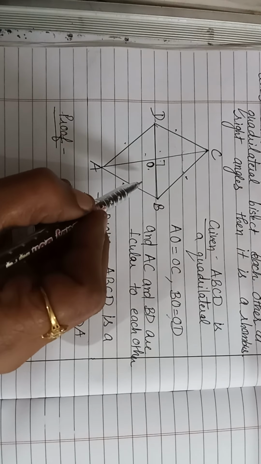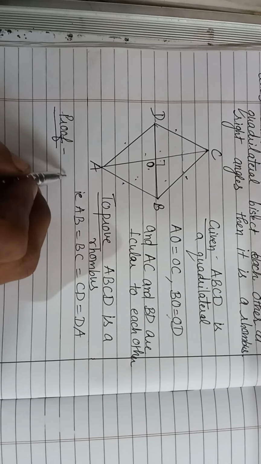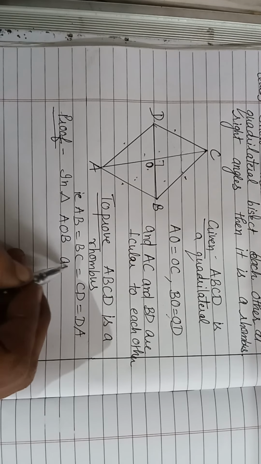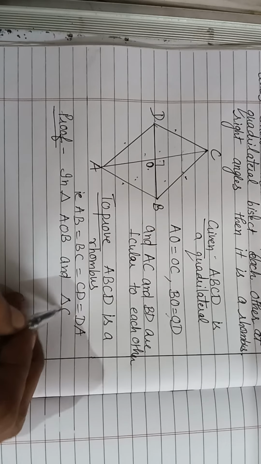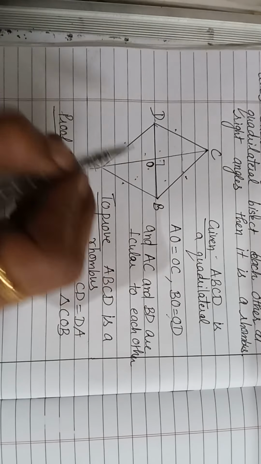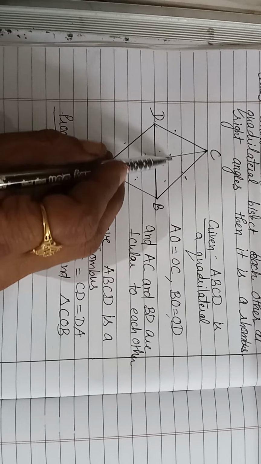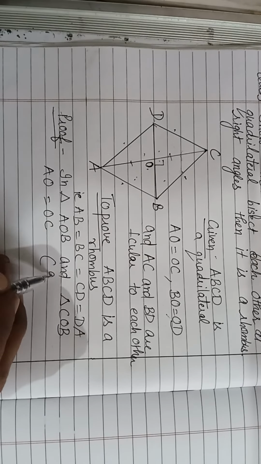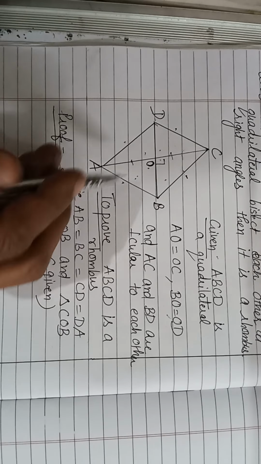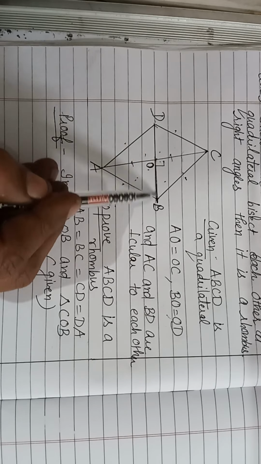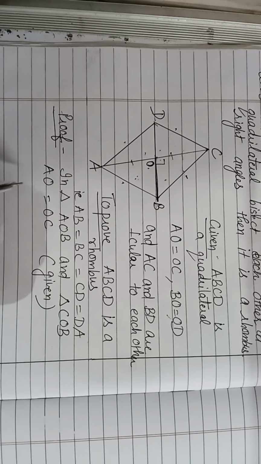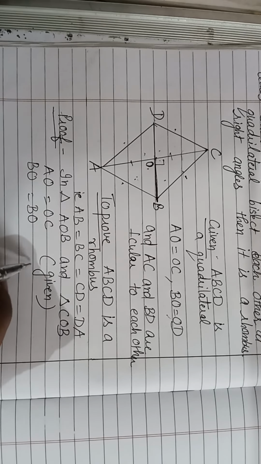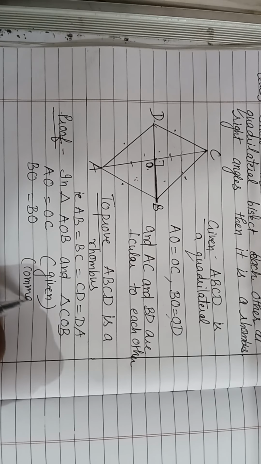We will make two triangles congruent, which are triangle AOB and triangle COB. Which things do we have common or equal? We have AO is equal to OC. It has been given. And second thing, this side is common in both the triangles. So we can write BO is equal to BO, common in both the triangles.